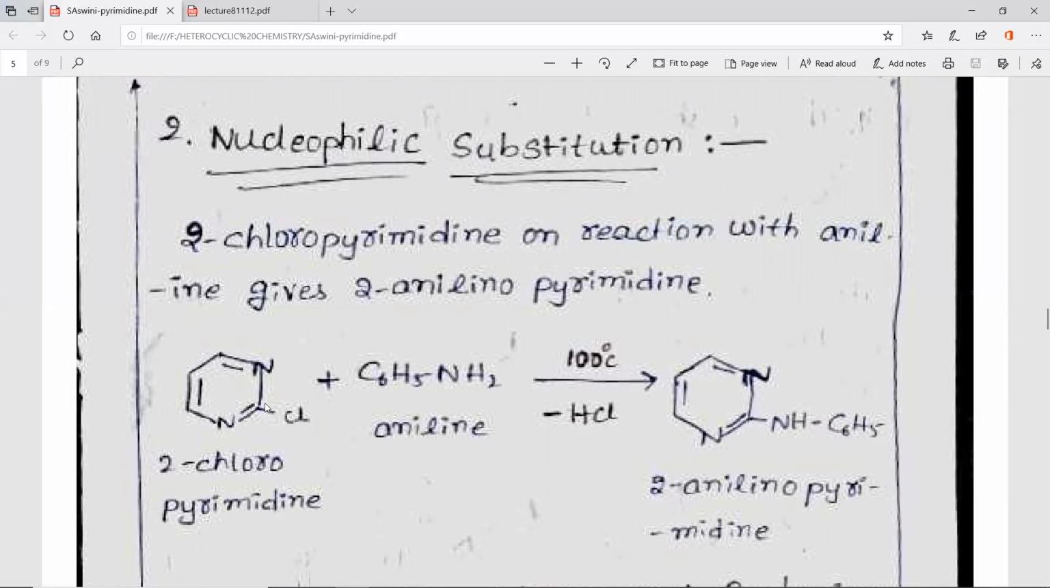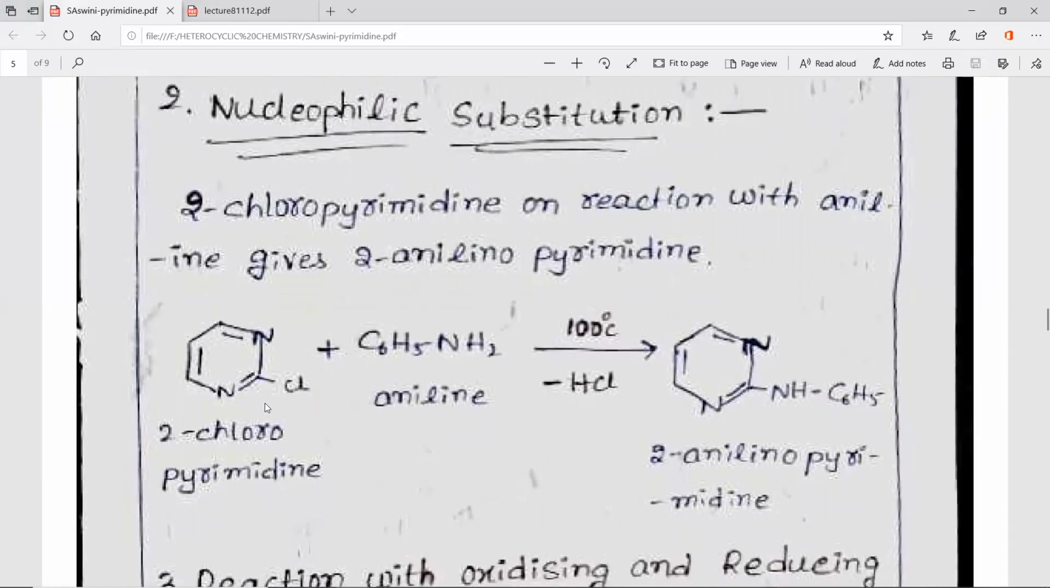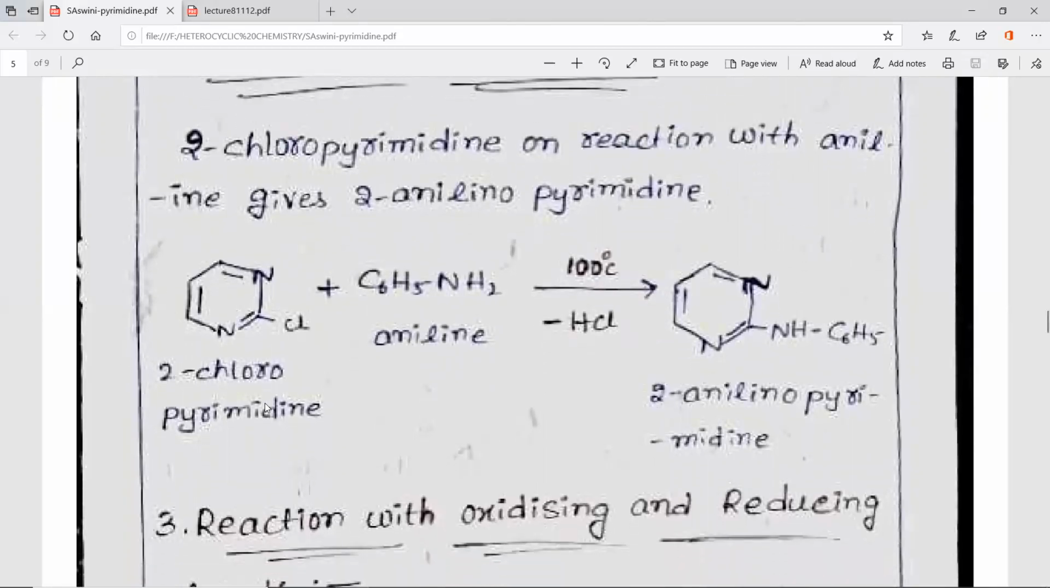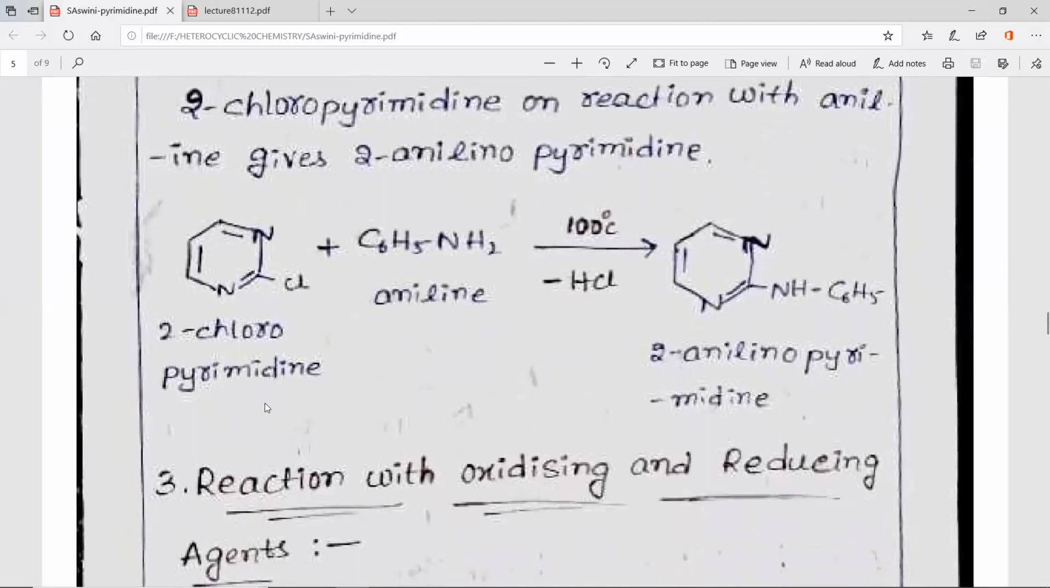So, this 2-chloropyridine on treatment with aniline forms 2-anilino-pyrimidine in an aromatic nucleophilic substitution reaction.